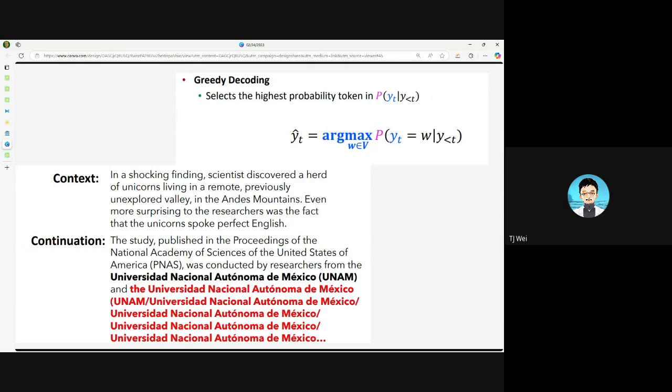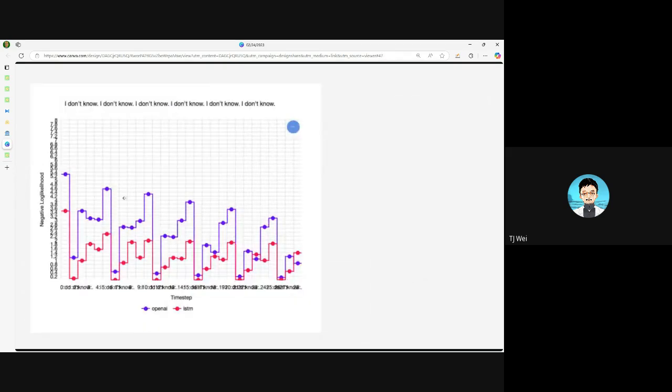So one apparent way to solve this issue is to pick the token that has the highest probability output. That is called greedy decoding. But if you do that, it will tend to repeat itself very often, especially for the early models. For larger models it may not be that obvious, but it is still prone to repeat itself.